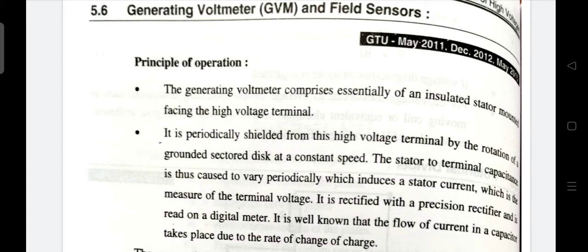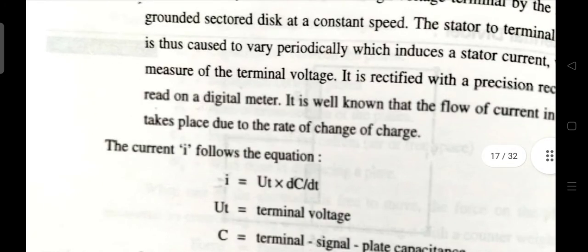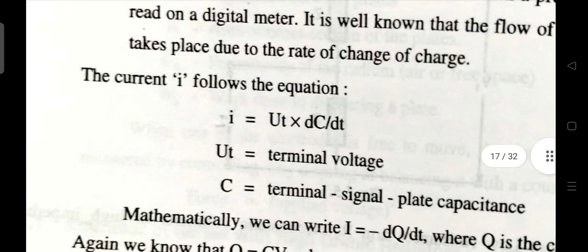It is well known that the flow of current in a capacitor takes place due to the rate of change of charge. So the current I follows this equation: I equal to d(CU)/dt. Here U is the terminal voltage, C is the terminal signal plate capacitance. So we can also write I equal to minus dq by dt, where q is the charge in a capacitor, and we also know that q equal to CV. Here C is the value of the capacitor and V is the voltage applied to this capacitor.